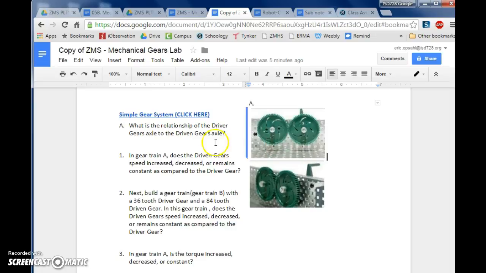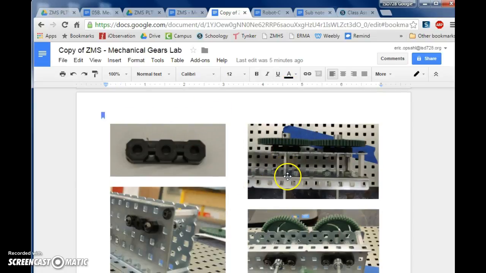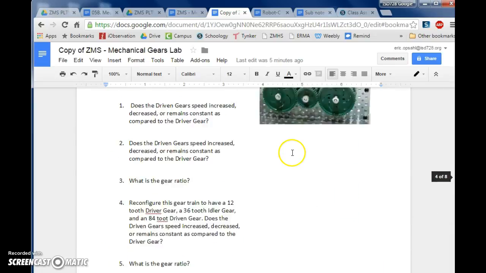So I read the packet. Step 1, build the lab. Step 2, test it out. Step 3, answer these questions. That's step 4. It says here, what's the relationship of the driver gear axle to the driven gear axle? So it's asking us, if I look at this axle and this axle, they are going to be, what's that math word? Two lines that don't intersect. That's what it's going to be. Okay, so go back.